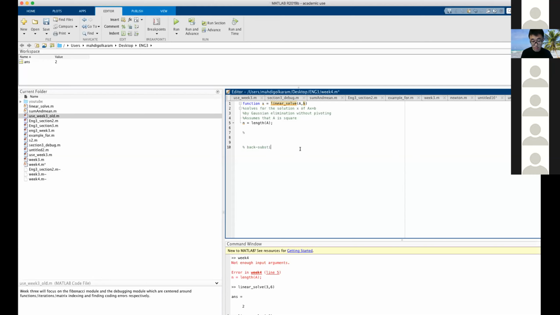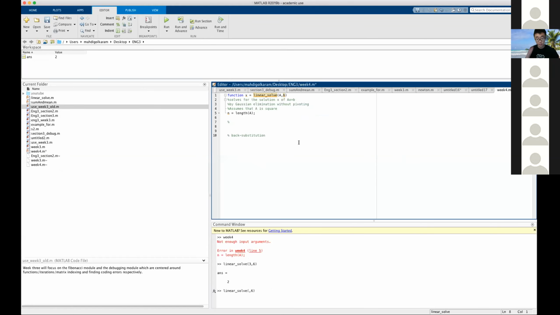Back substitution. You can first think about how many for loops or while loops we need here. Do we need a nested for loop? I'll give you 10 minutes to think about this first, and if you want to discuss, you can directly unmute yourself.